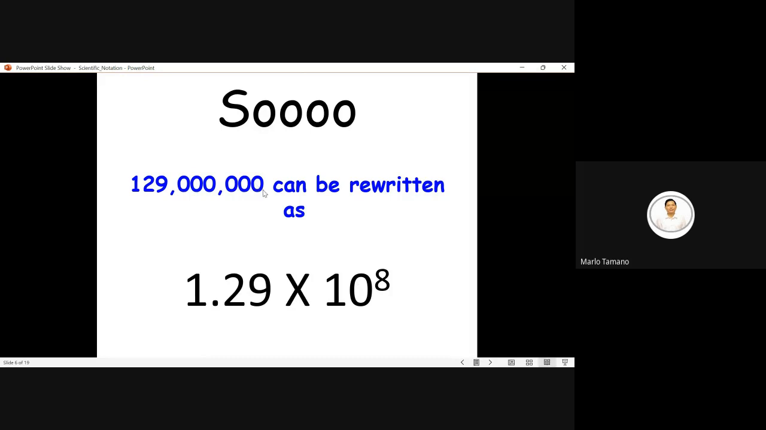Kasi we're going to write 1.29 times 10. Tapos yung minove natin na decimal point, going between 1 and 2, yan. So, binilang natin 1, 2, 3, 4, 5, 6, 7, 8. So, 8 ang exponent po ng ating base 10. Again, your final answer is 1.29 times 10 to the 8th power. Nasa scientific notation na po yan.